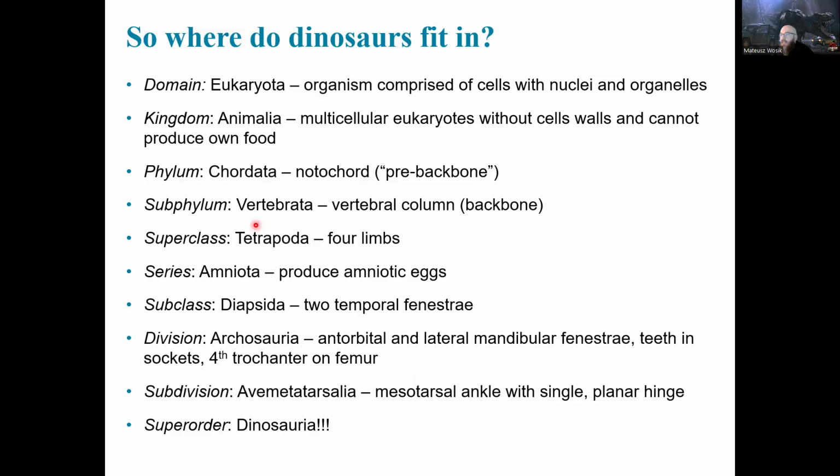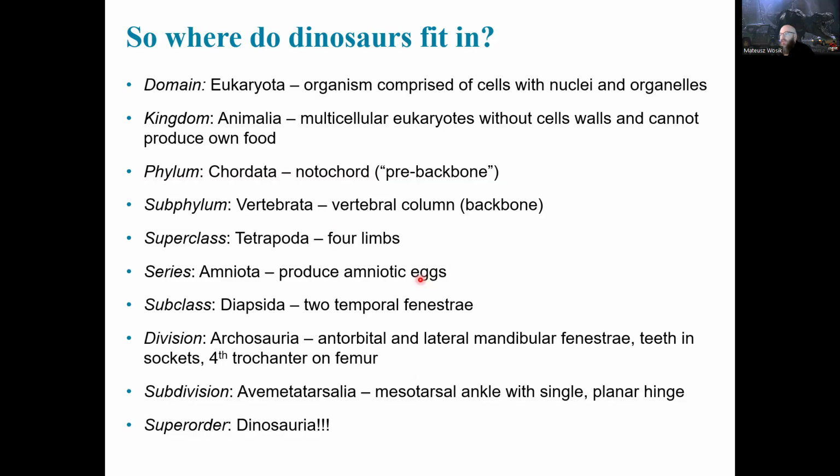Then we go into tetrapods, which is animals with 4 limbs, no more, no less. So 4 limbs, right? And then finally, we get into something called Amniota, which is those that produce amniotic eggs. So all dinosaurs are going to be producing eggs of some sort, sometimes soft shell, sometimes hard shell. Sometimes we don't know what kind of shell they have because we haven't found them, but they're all going to be producing some sort of eggs.